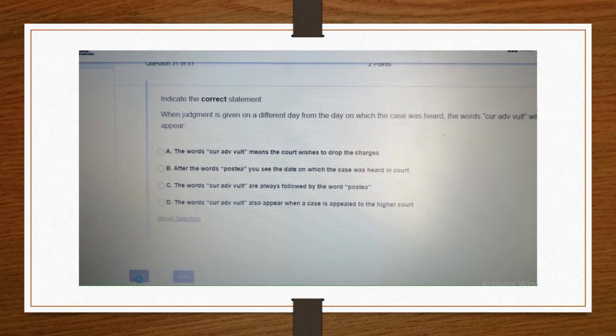All right, when judgment is given on a different day from the day on which the case was heard. This one, it's a repetition. I think the system was somehow confused itself. All right, our answer here has to be C. The words curia advisari vult are always followed by the word posterior. That's supposed to be our answer, and it's on page 55 of our study guide.